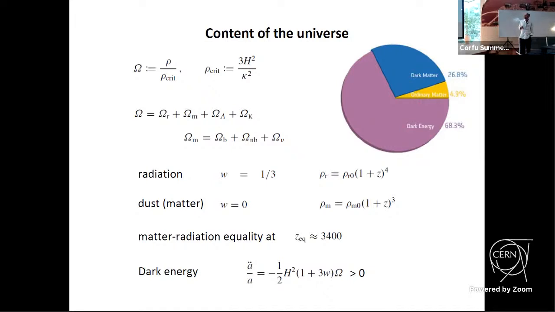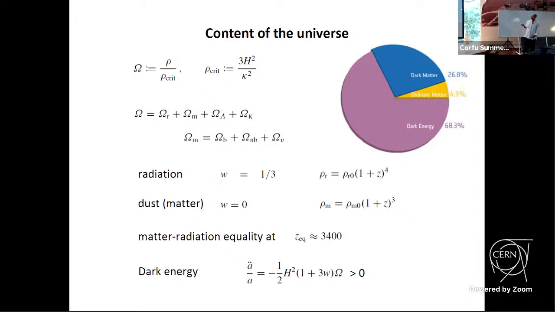Then we have dust, which in cosmology is often called matter. I feel the theoretician would call everything matter. In cosmology, sometimes people call matter only dust. So let me call it dust to make everybody happy, which corresponds to a pressureless fluid whose energy density scales as the cube of 1 plus z.